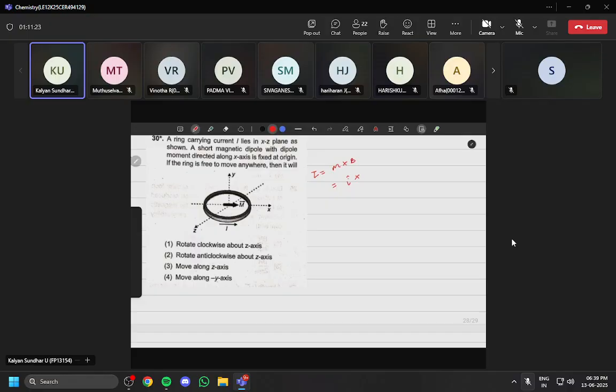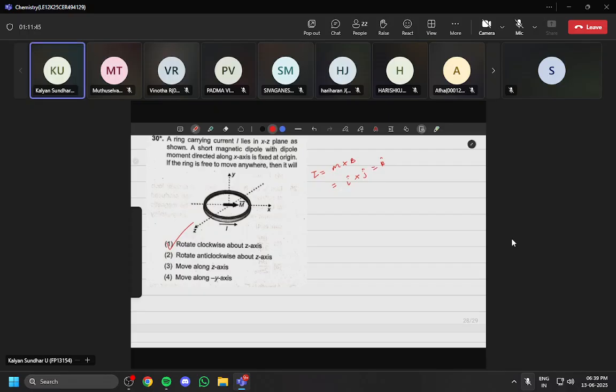யார் வந்து B produce பண்ணுவா? I. Where it will be produced? Along which direction? J cap. I cross J என்னது? K cap. So it will rotate along which axis? Clockwise direction. I cross நீ இந்த thumb direction ரெண்டு இதுக்கு யூஸ் பண்ணலாம்.